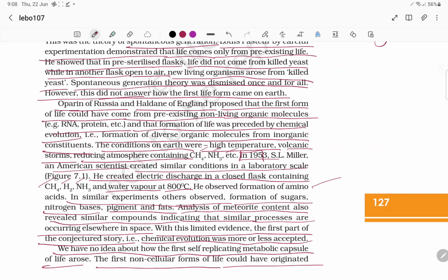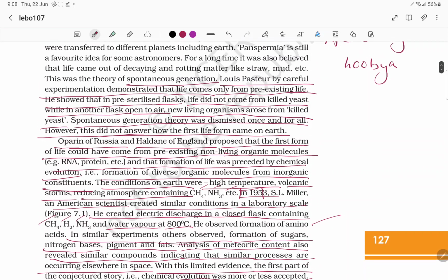And Oparin and Haldane are the ones who gave the idea of chemical evolution. Spontaneous generation was disproved by Louis Pasteur. And we have panspermia, spontaneous generation, and organic evolution.